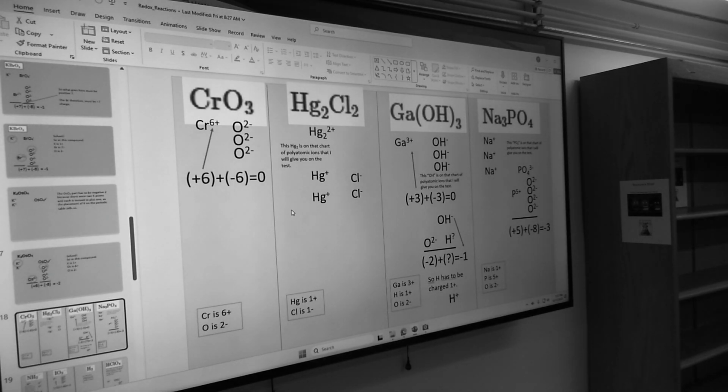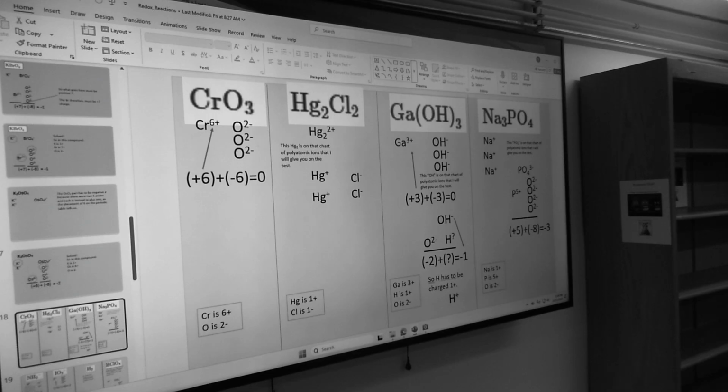Here's just a bunch more examples. Let's see. Let's go over here. Na3PO4. PO4 is on your polyatomic ions list. It says 3 negative for it. I split the sodiums out here. The oxidation state on sodium is +1.